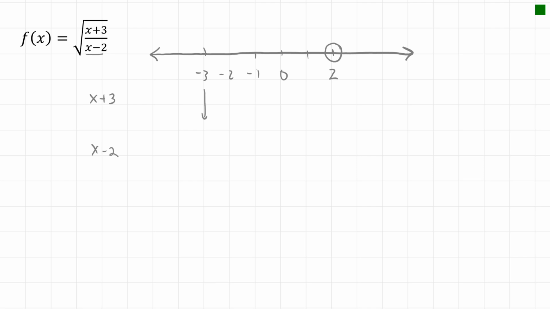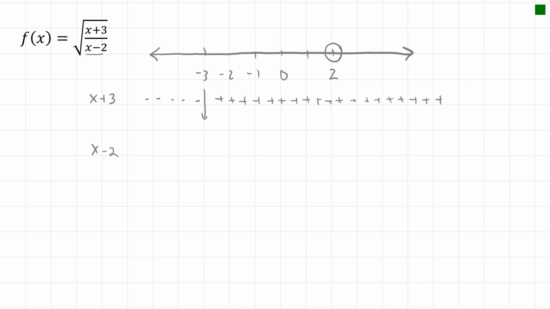Anything where x is bigger than negative 3, x plus 3 will be positive. So I put a whole bunch of positives in here saying, all right, that x plus 3 is going to be positive forevermore. And on this side, it's going to be negative. So if x equals negative 5, for example, we know that x plus 3 is negative.